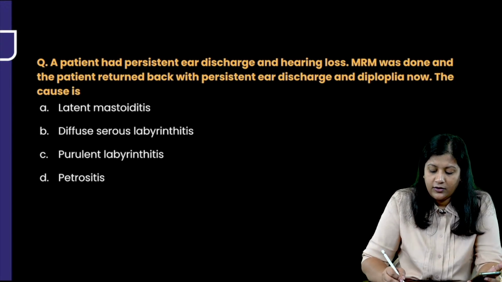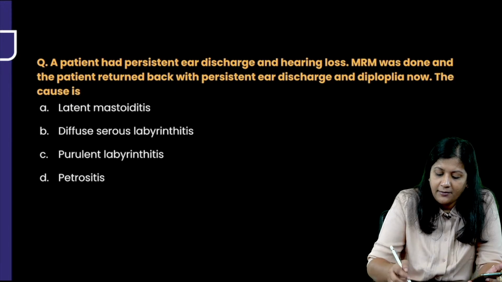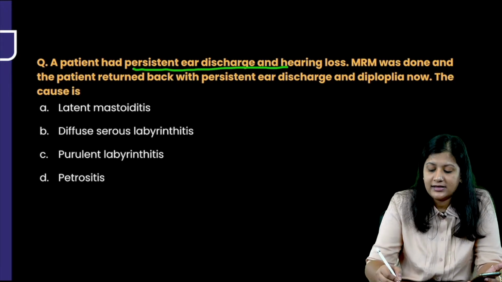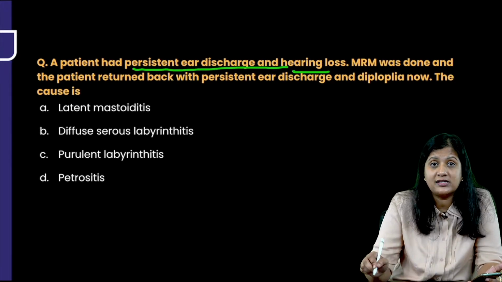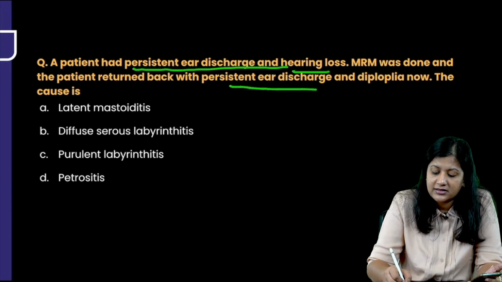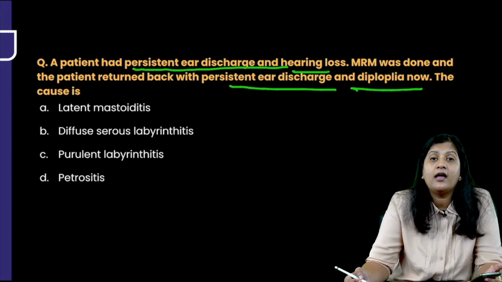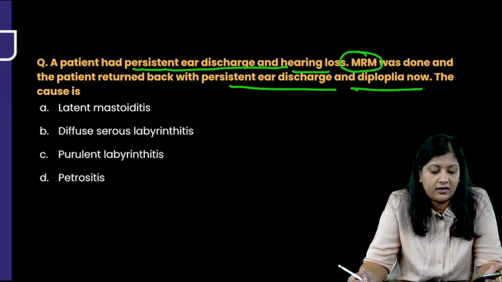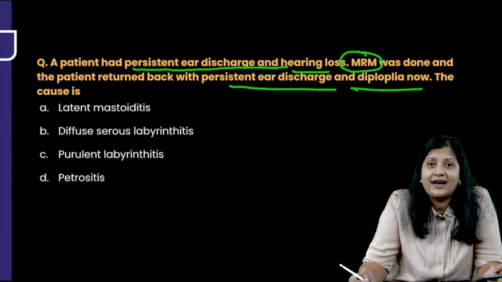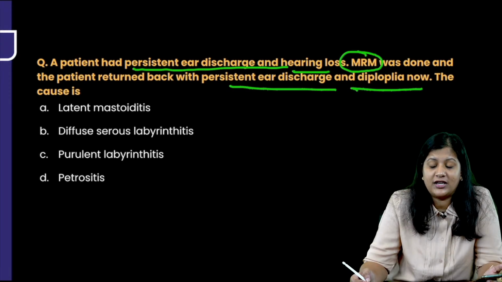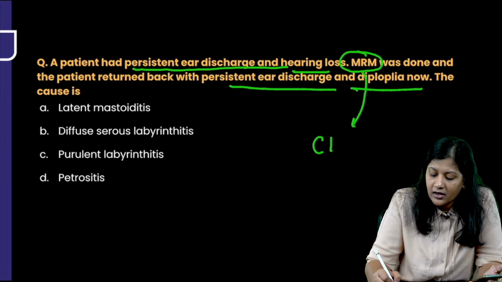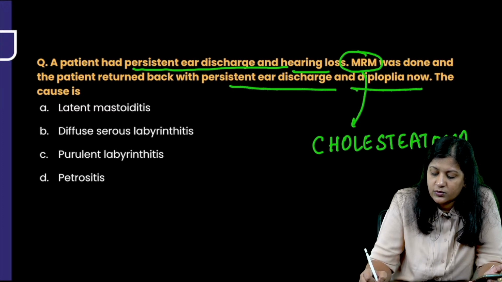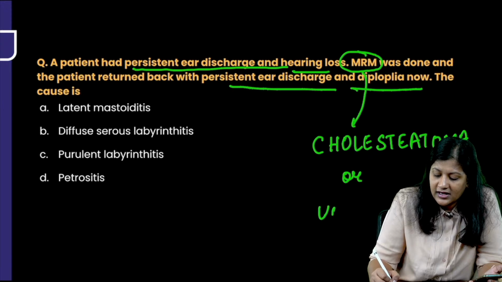See, they are telling you that there is a patient who's had persistent ear discharge and there is hearing loss. Now you did a surgery, but he came back to you with persistent ear discharge and diplopia. And what surgery did you do? MRM, modified radical mastoidectomy. So when do we do a modified radical mastoidectomy? We do it for patients who have either a cholesteatoma or an unsafe type of CSOM.